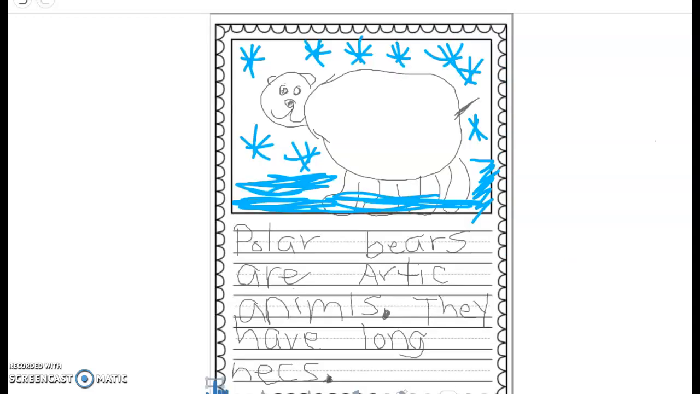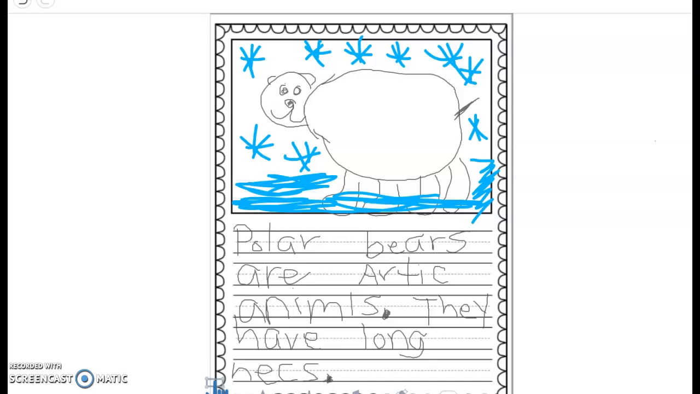Today, I'm going to add one more thing about polar bears. So I did polar bears are Arctic animals. Polar bears have long necks. Today, I'm going to say what they can do because I'm using my tree map from Monday where I wrote what polar bears are, what polar bears have, and what polar bears can. So I've done one from are, one from have. Now I want to do polar bears can.